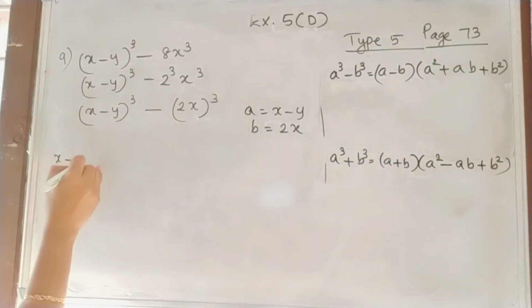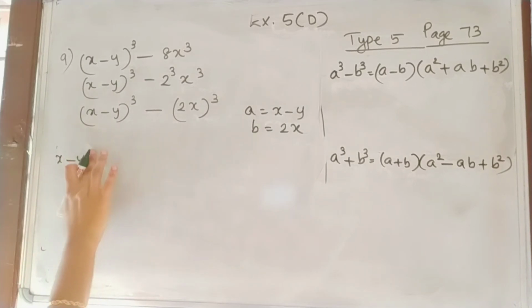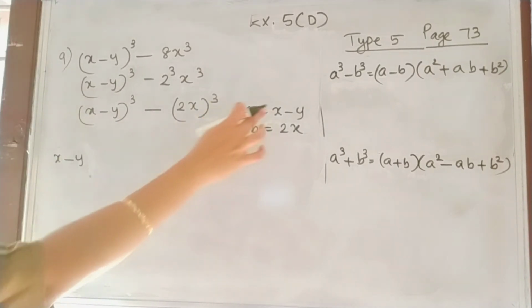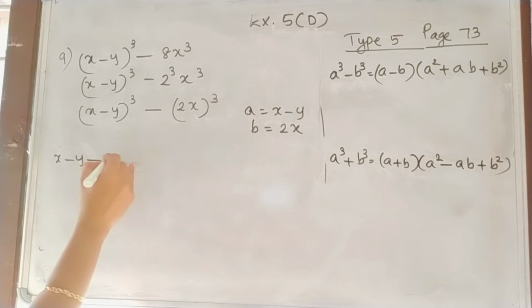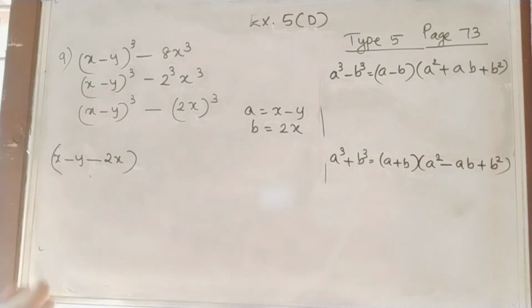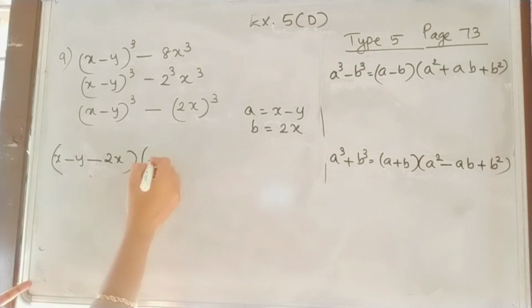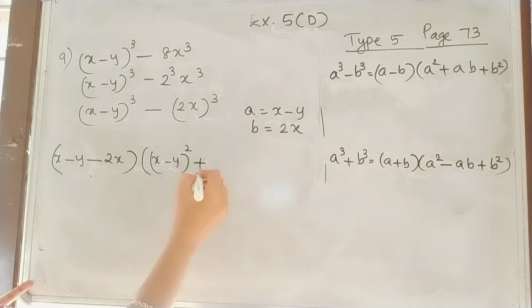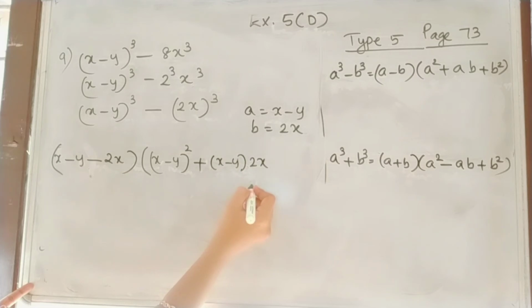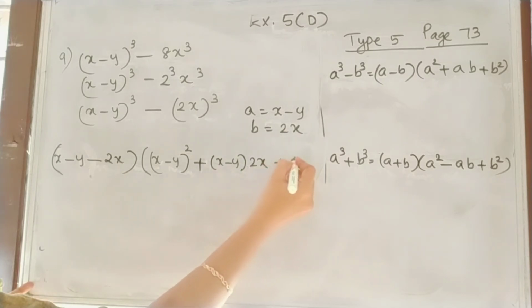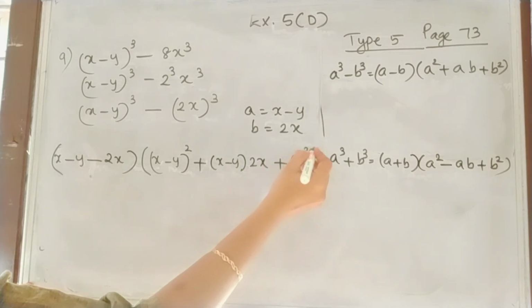So x minus y into, that is a minus b. a minus b is x minus y minus 2x. a minus b into a square. a square is x minus y the whole square. a square plus ab means x minus y into 2x. ab plus b square is 2x the whole square.